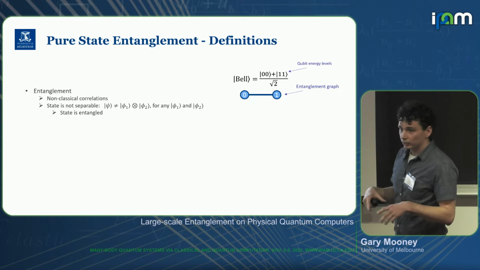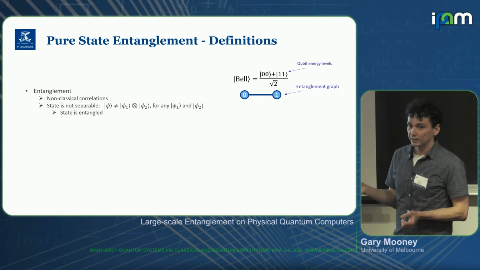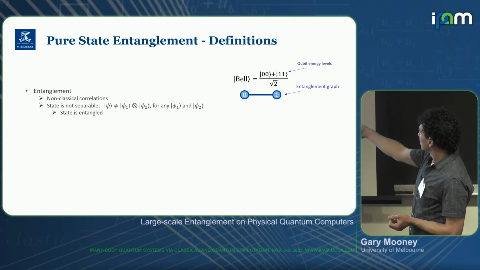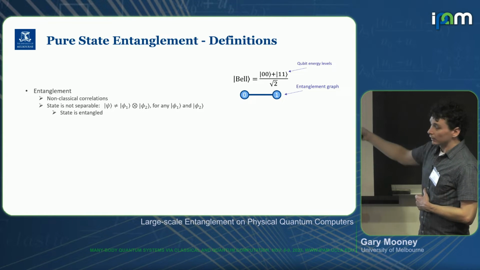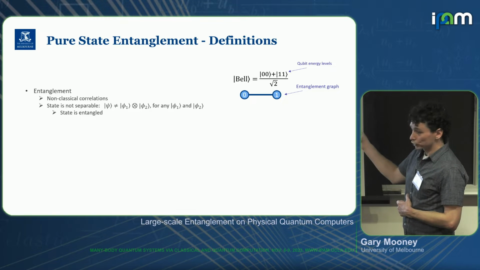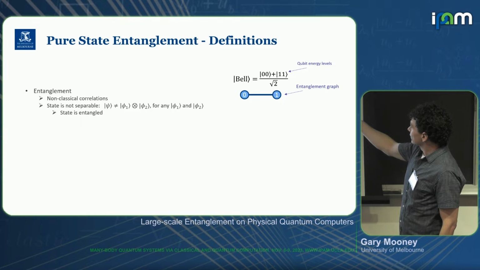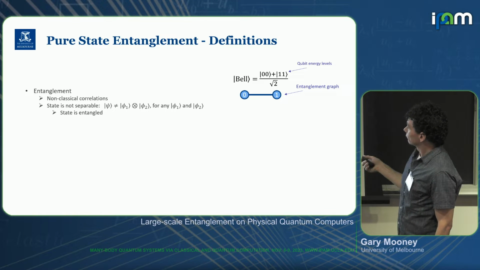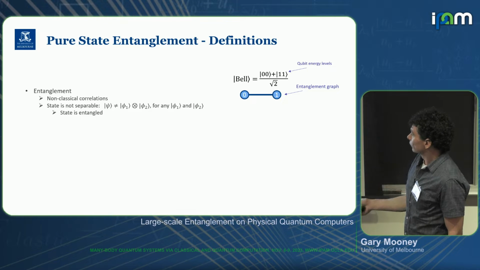So just so we're on the same page, I'll go through some definitions, looking at a pure state. First of all, this thing here is an entanglement graph. These are 2 qubits, and if we draw a line, that means the 2 qubits are entangled. So this is an example, a Bell state. Each one of these is a qubit, and there are 2 levels for the state, 0 and 1. It's going to be entangled if it's not separable.